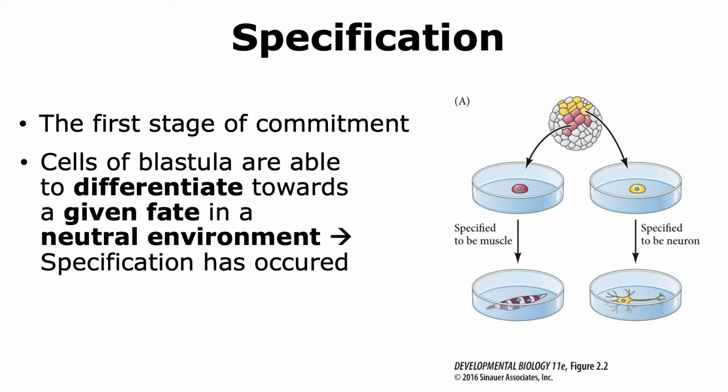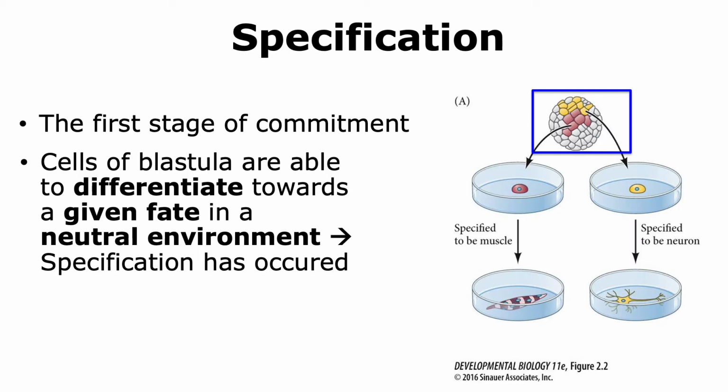Let's start with specification. This is the first stage of commitment. Let's take an example of the blastula stage. The blastula stage occurs when the zygote undergoes many cell divisions during the cleavage process of development. Let's look at the picture, and here we have a blastula where the red cells are cells that are supposed to become muscle cells, whereas the yellow cells are the cells that will eventually become neurons.